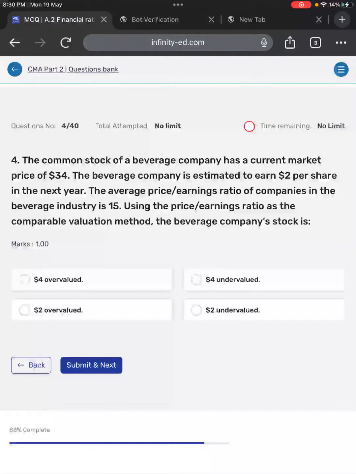First of all, the common stock price given is 34 and EPS 2, so 34 divided by 2 comes to 17, and the market is 15. It means the stock is overvalued.